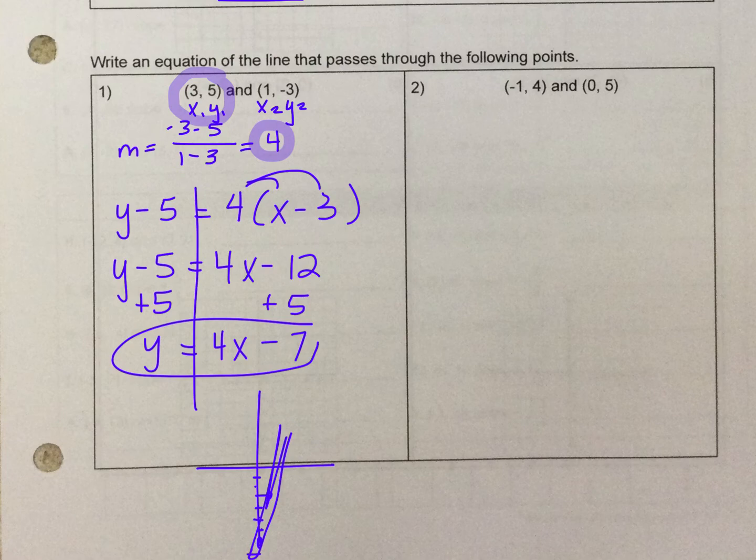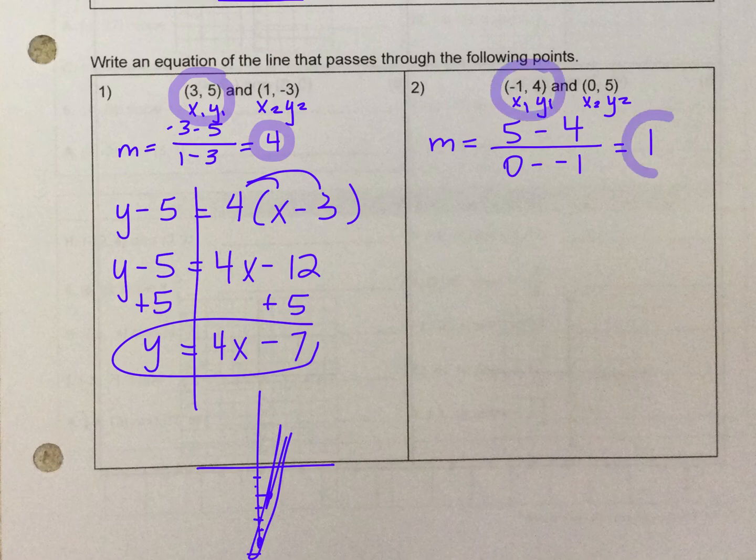Okay, we're going to do the same thing for number 2. Step 1, label x1, y1, x2, y2. All right, m equals y2, 5 minus y1 is a 4, over 0 minus -1. If you type that straight up in your calculator as a fraction, you will get a 1. Circle your x1, y1, and your 1.